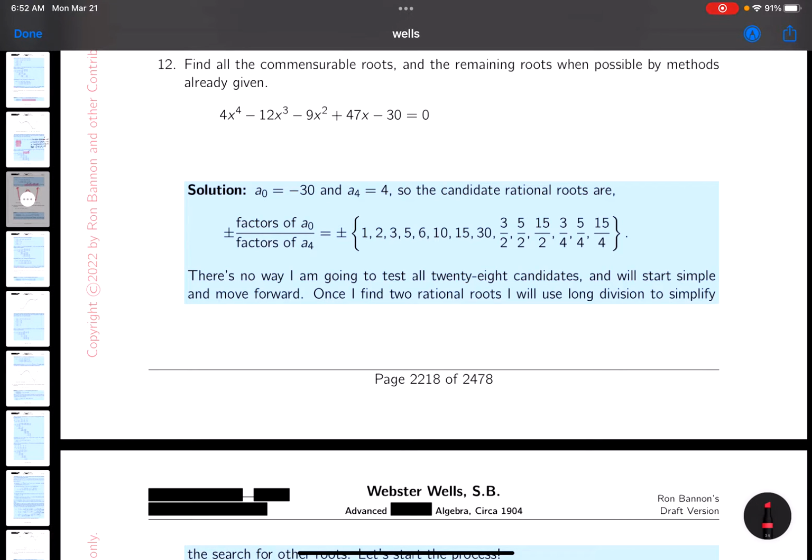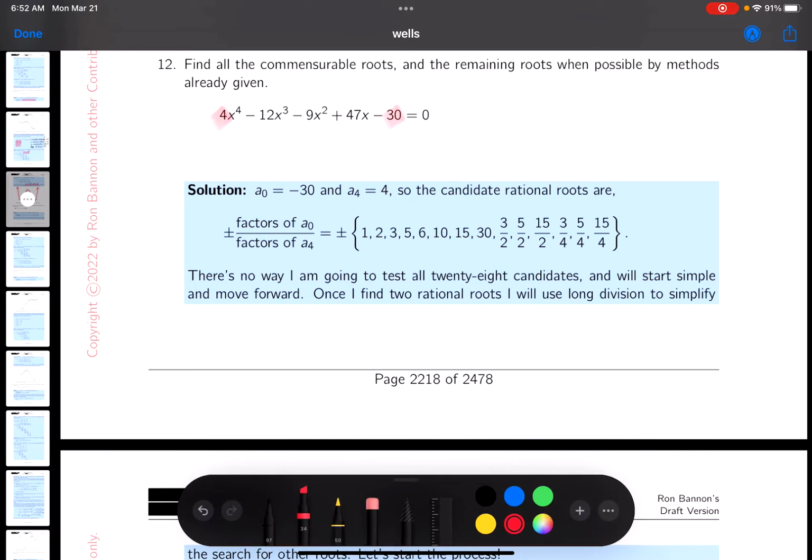Again, we're looking at the factors of 30 divided by the factors of 4. Writing down all the combinations is probably a bad idea, but let me just outline the factors of 30 for you right over here. And the factors of 4 would be 1, 2, and 4. So I would get all these combinations over here.